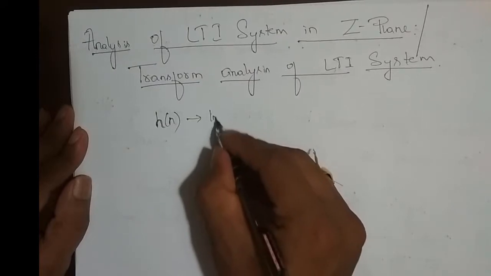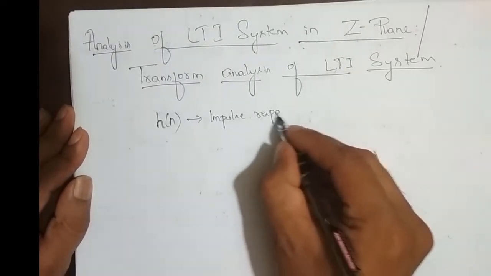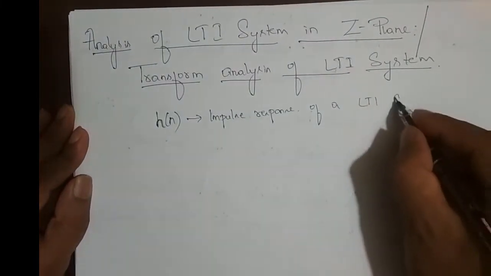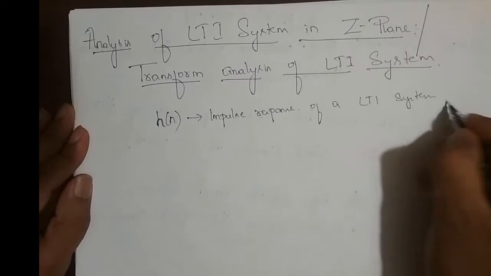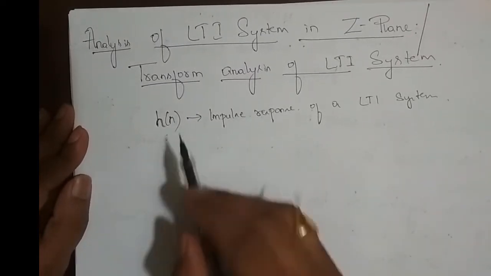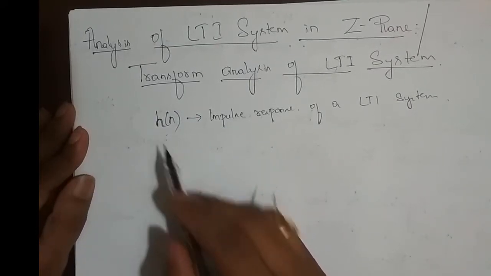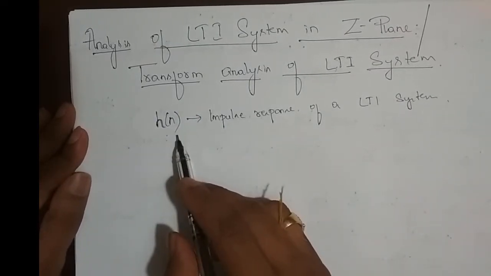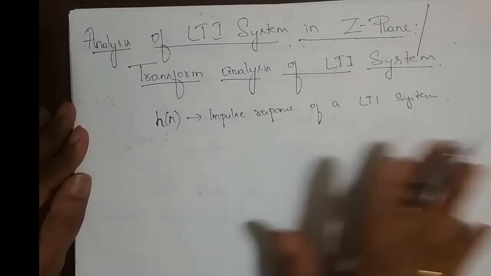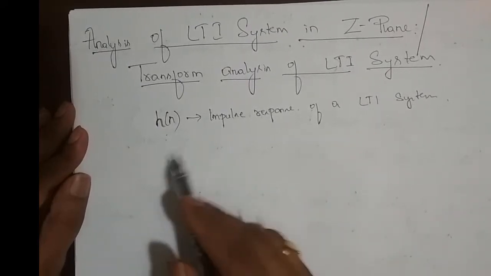So h of n is nothing but what? Impulse response of a LTI system, right? And we analyze the system in terms of impulse response for its system causality and system stability, and even for system memory. But memory we are not going to discuss here, but stability and causality we'll just look into it.